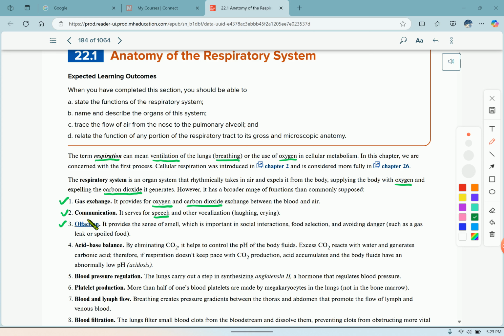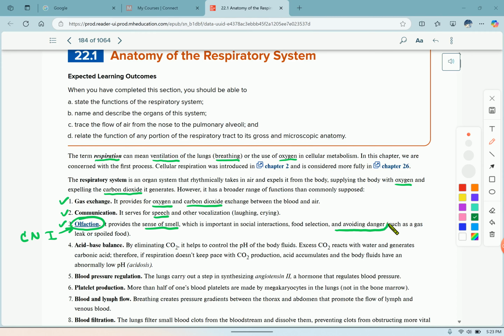It's also responsible for smell. Olfaction is a fancy word for smell. That is actually cranial nerve 1. We have 12 pair of cranial nerves. Cranial nerve 1 is also known as the olfactory nerve. So that is what helps us smell.